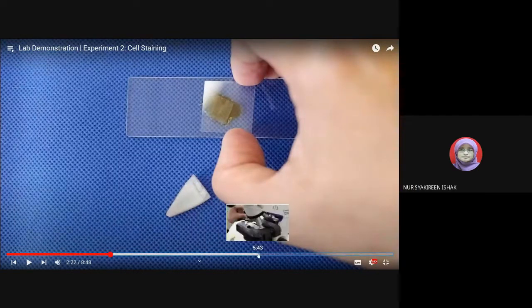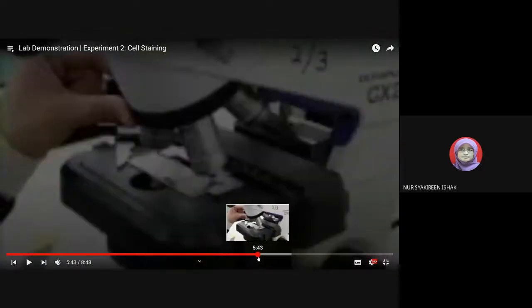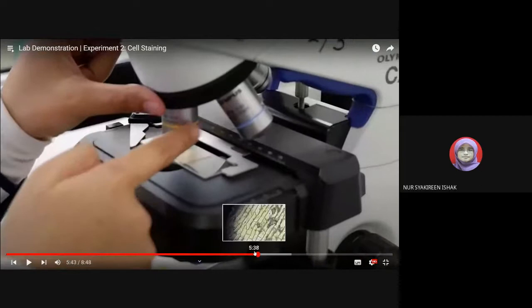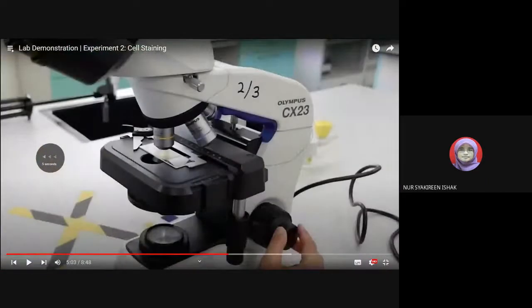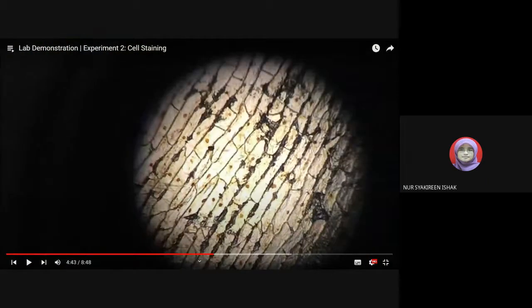Okay, so this is under 40 times magnification using the 4 times lens. The black part is not part of the structure of the plant cell. So for your drawing, you take the nicer region to draw. And as you can see, here is the nucleus.